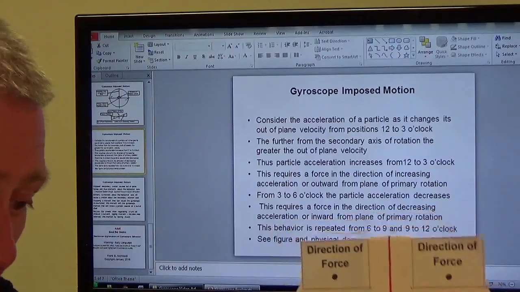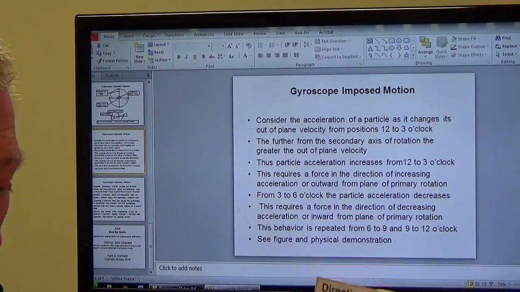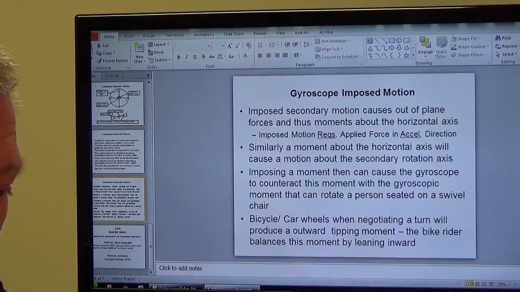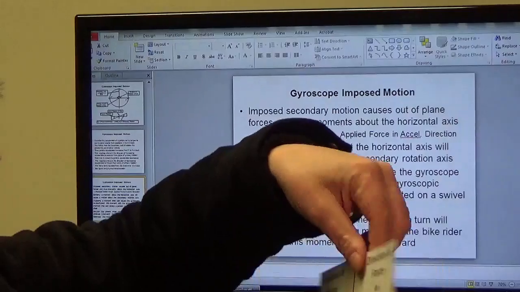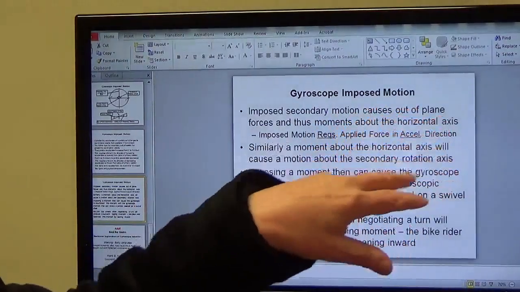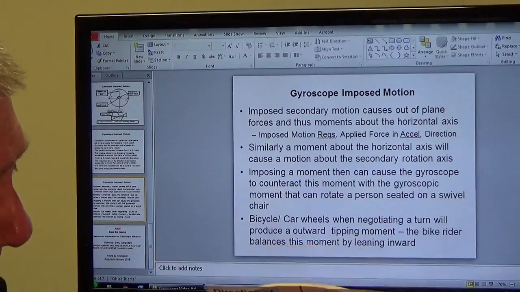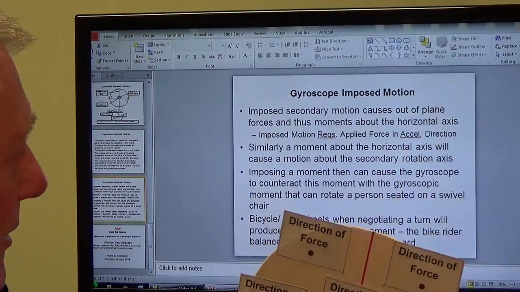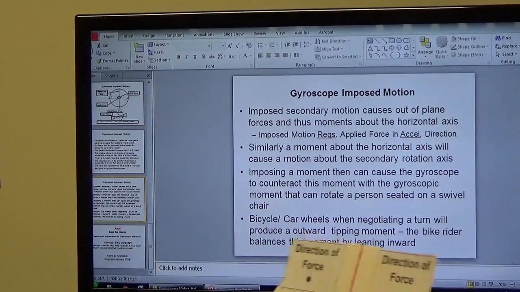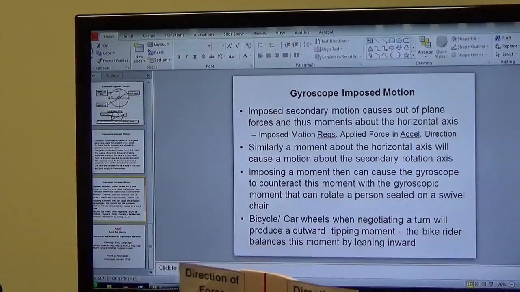So again, you can go back and read those, but for brevity, I'm not going to be particularly interested in walking through all of that for you. And so we end up with the fact that the imposed secondary motion, this secondary motion, out of plane, generates this moment about here, or it requires a moment about that point. Similarly, of course, in the reverse, if you apply this motion, it's going to want to rotate.